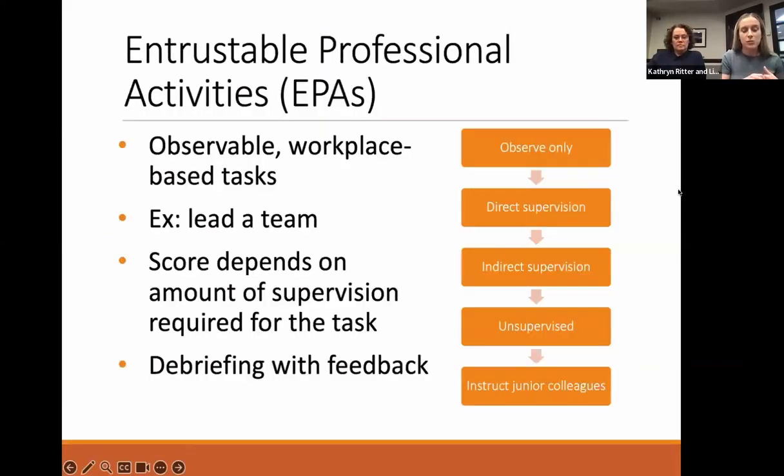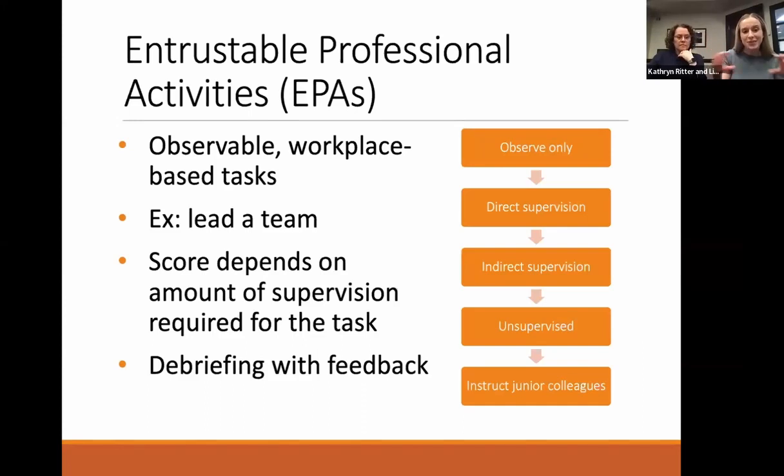Entrustable professional activities, or EPAs, are another direct observation assessment tool we can use, which are workplace-based tasks that you see your trainees performing on any given shift or any given rotation. For a senior resident, one example could be leading a team. As you observe them doing that, you're going to think about how much supervision they really require to do that task. Is this something they need direct observation for, or indirect? Can they do it unsupervised? Or are they advanced enough that they can instruct their junior colleagues to do this now that they're at this level?